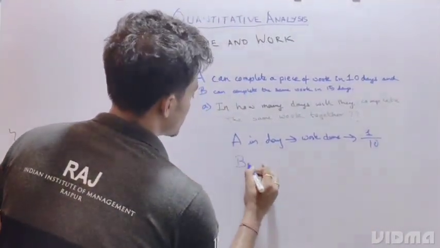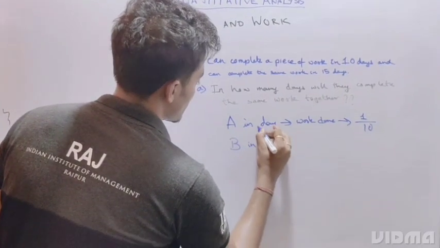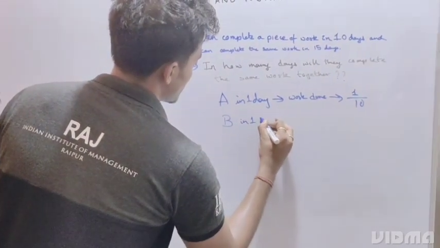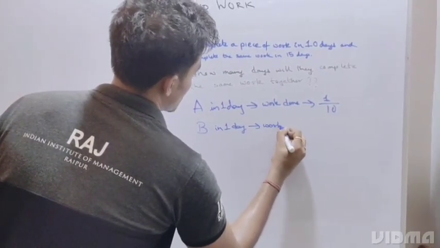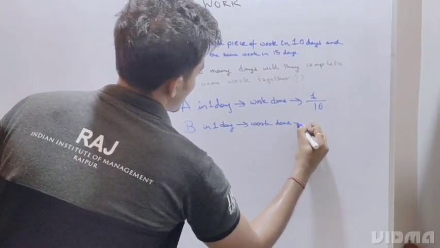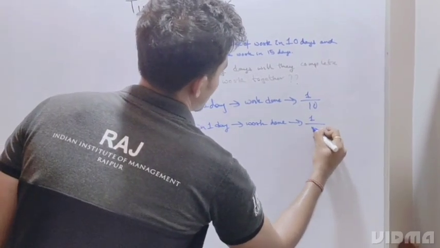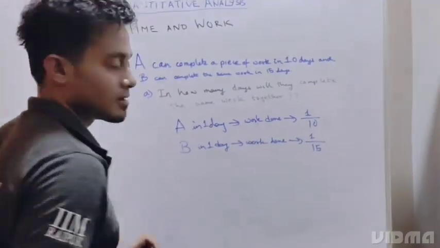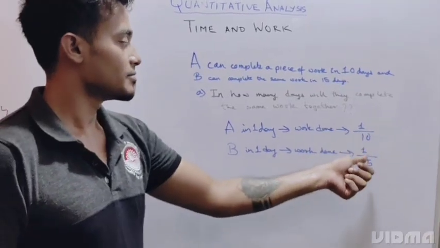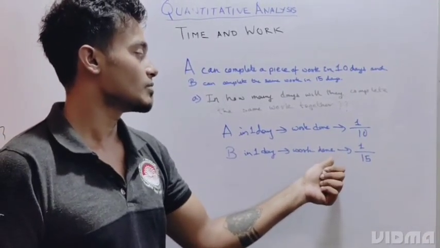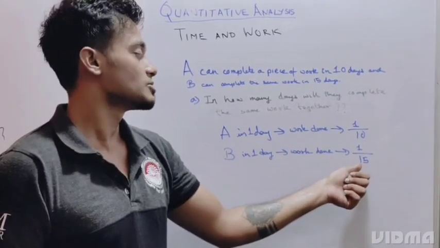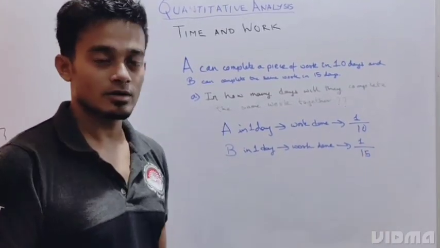Same case, B in one day, work done will be 1/15, right? Work done by B in one day will be 1/15, because B will take 15 days to complete the work.